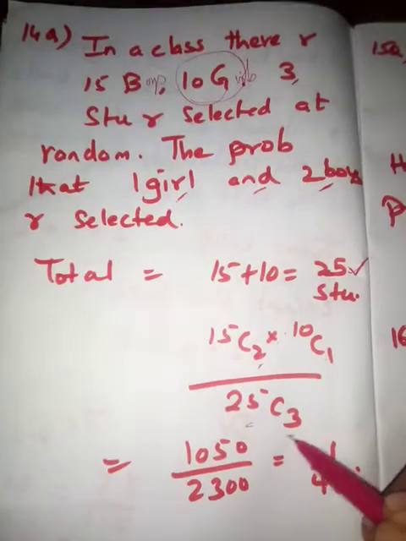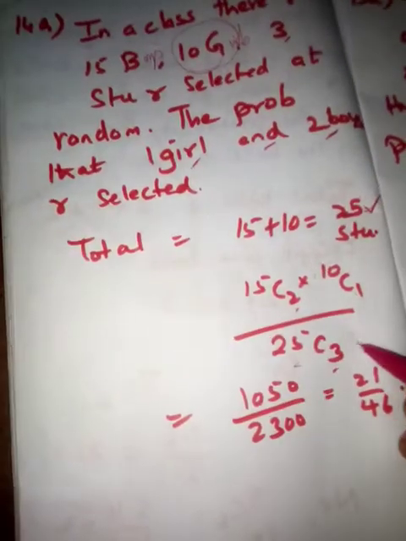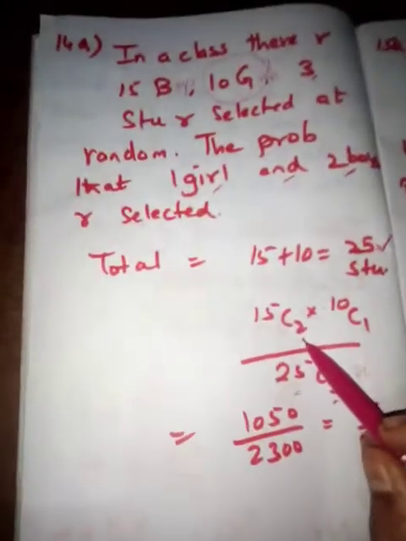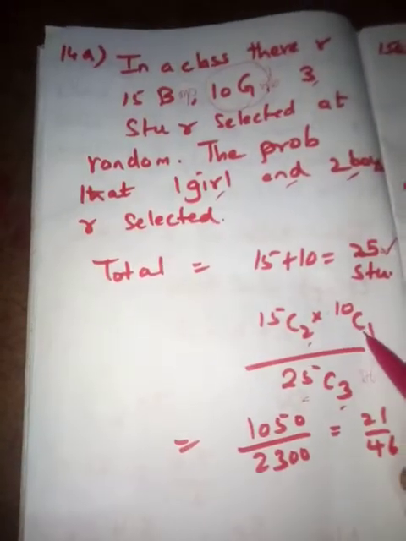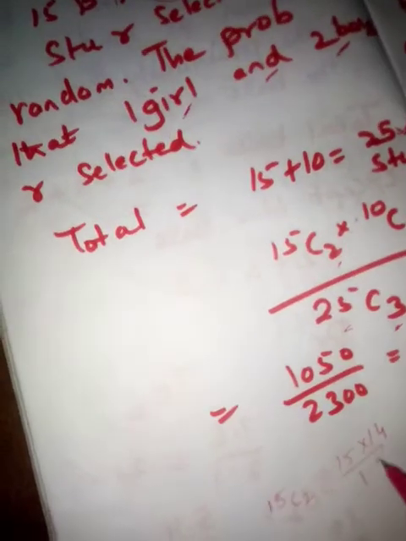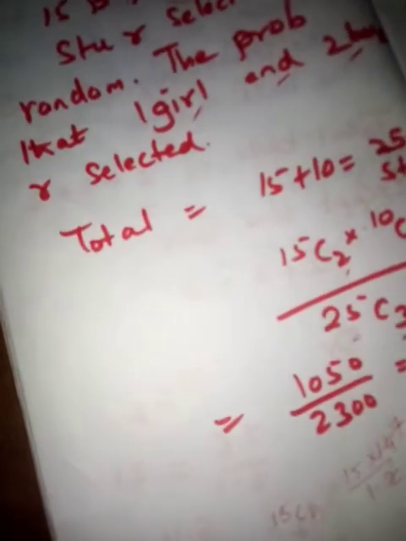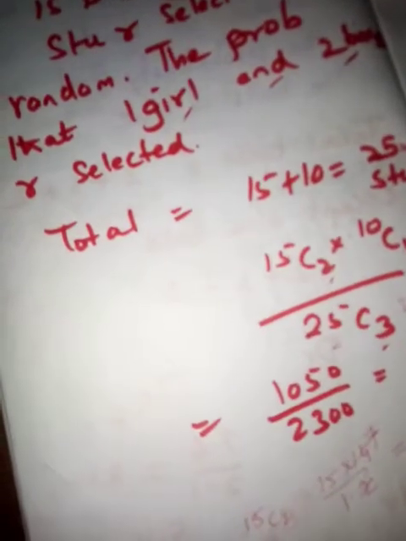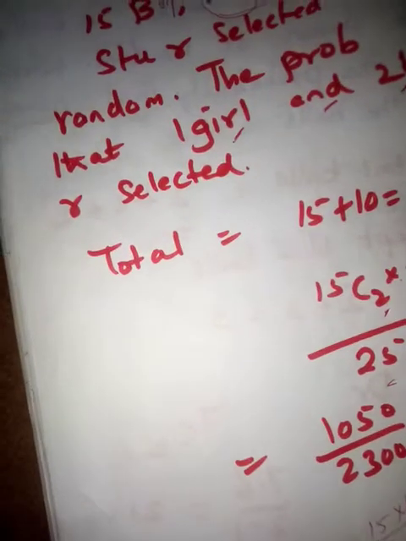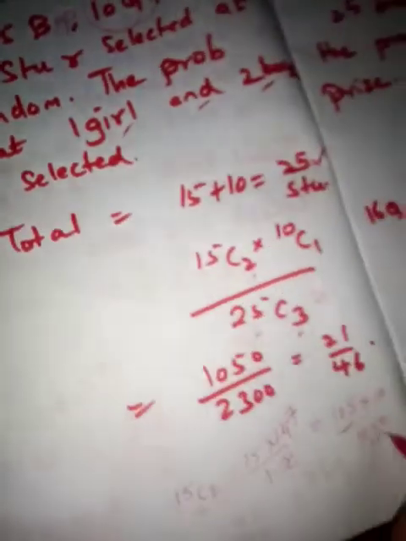From 25 we have to select 3. So 25C3 is the denominator, and 15C2, that is out of 15 boys we are selecting 2. Out of 10 girls we are selecting 1. 10C1 is nothing but 10. 15C2, let me check. 15C2 means 15 into 14 by 1 into 2, that is 2 7s are 14. 10 7s are 70 plus 35, 105. So into 10C1 is 10, that is 1050.